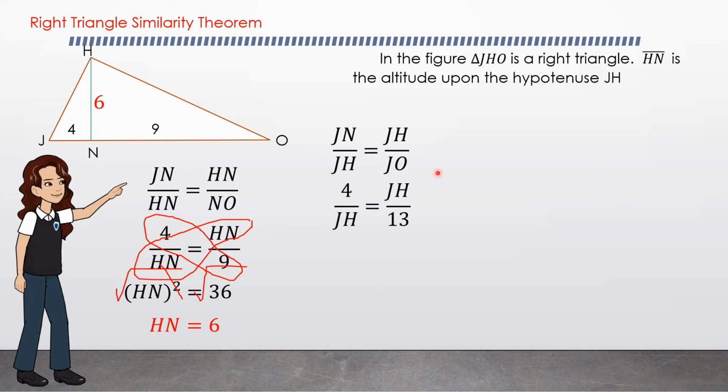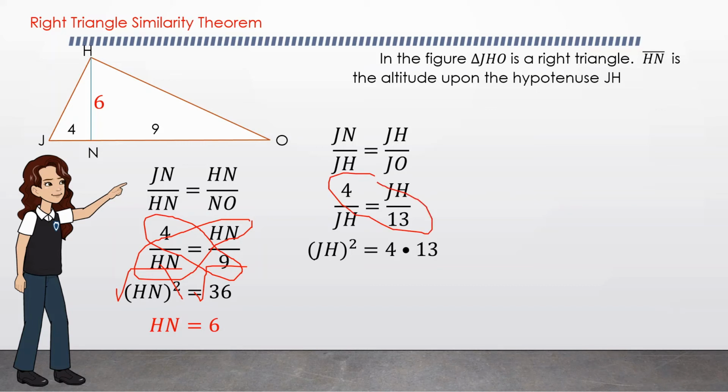Substitute the values. So we have JN is equal to 4. JN is 4. JH is unknown. The missing part is JH. Then is equal to JH over JO is 13. Why is it 13? Because we need to add 4 plus 9 is 13. So JH times JH is JH squared is equal to 4 times 13.